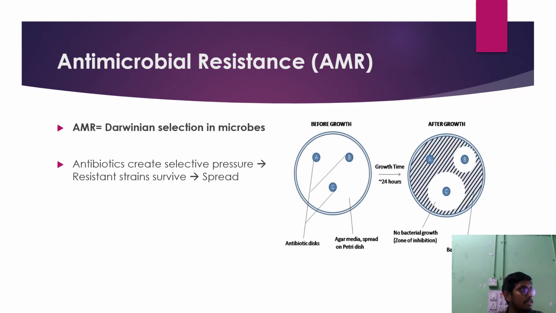Here I have mentioned the Kirby-Bauer mechanism. There are antibiotic buttons, that is the A, B, and C antibiotic discs, on agar media in the petri dish. Here is C and B. There is a clearing, that is, no bacterial growth, so a zone of inhibition, but around A there is bacterial growth present, so this bacteria is resistant to antibiotic A. So this is naturally selected, like Darwinian selection in microbes.